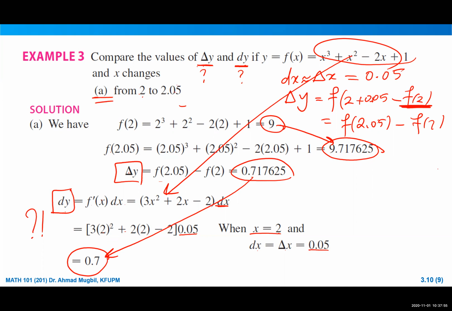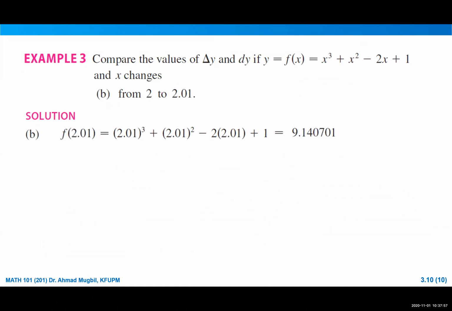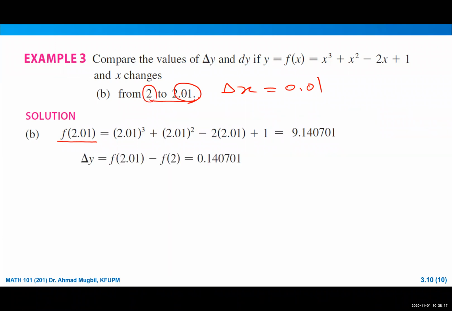Let's see what part B is. Part B is calculated with a smaller range, from 2 to 2.01. So here we minimize delta x. Delta x here is 0.01. So you will do the same. This is the value of the function at this one minus the value of the function at this one. Calculate f at 2.01, then subtract f at 2. This will give you delta y.